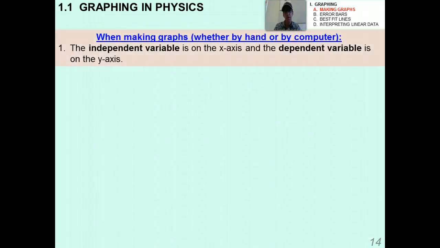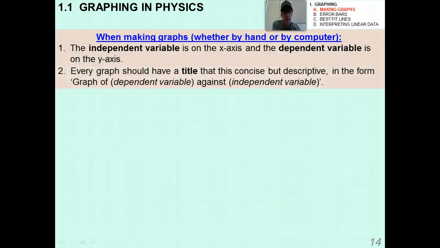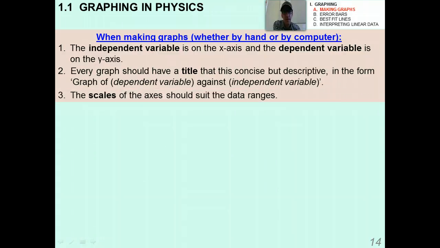All right. So a couple of guidelines for making graphs. I asked you to make that graph sort of cold before, and I didn't really tell you how to make it. Now you can compare that graph that you made to see if it has all these bits and pieces on it. Number one, the independent variable is always on the x-axis. The dependent is always on the y. You know that, okay? Every graph should have a title, concise but descriptive, in the form of graph of dependent against independent, okay? The scale should suit the data ranges, right?